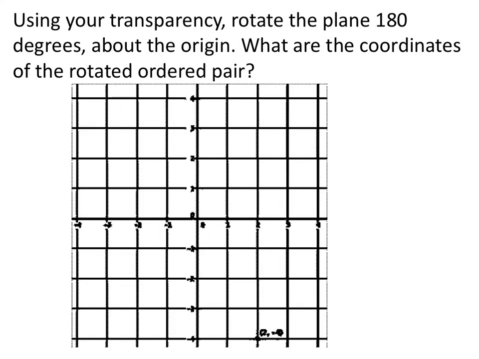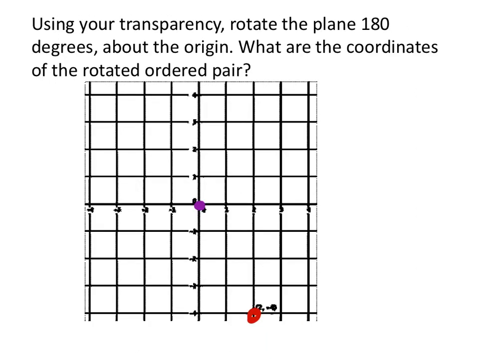Alright, on this grid it gives us this point down here, this one. And the coordinates for that point are (2, -4). We're going to rotate this point in red 180 degrees around the point here in the origin. Do that with your partner. I would recommend using the paper to do it. Let's go and rotate these.